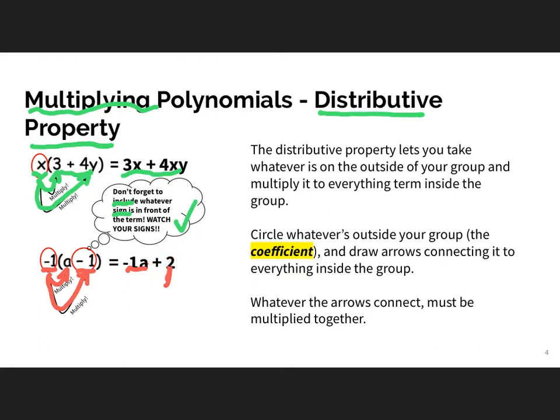Let me just write that so it's a little bit neater instead of a big giant mess, right? So this should be -1a plus 1, right? So you want to make sure whatever your arrows connect to, right, they have to be multiplied together, not added, okay?